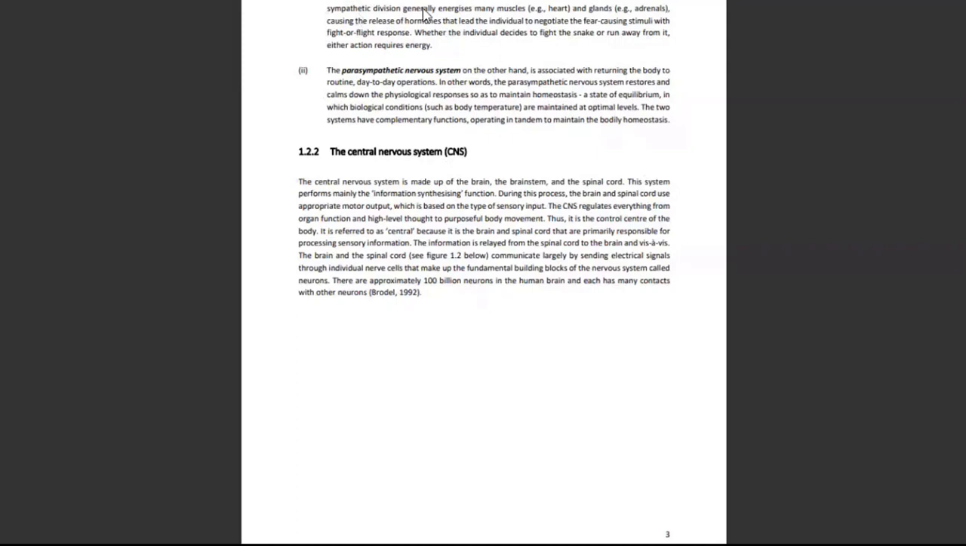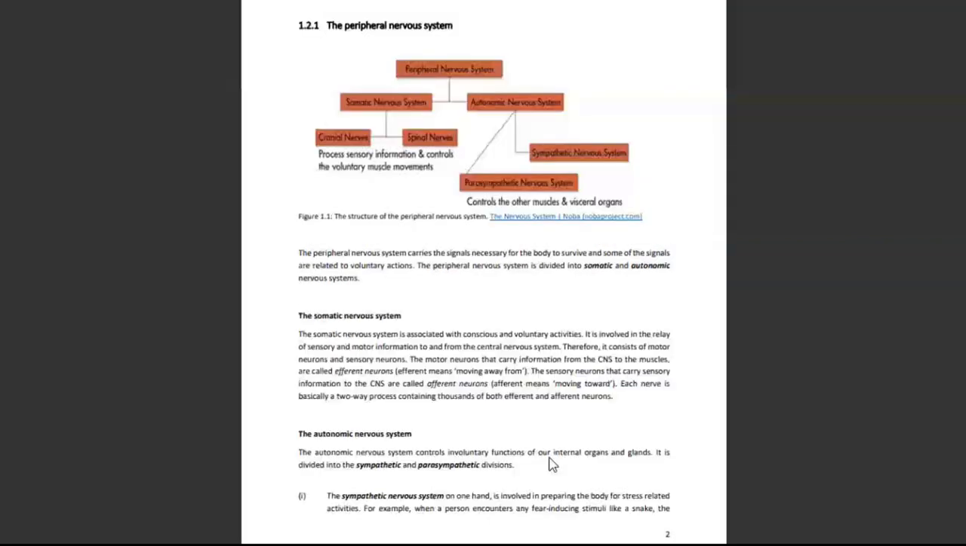Sympathetic, you see a snake, sympathetic division generally energizes many muscles. Your heart rate will be high, hence adrenaline will be released. How do you see that the adrenaline will be released? Chances are you start sweating, the veins on your face show. Fight or flight response: whether the individual decides to fight the snake or run away from it, either action requires what? Energy. Involuntary functions in the organs.